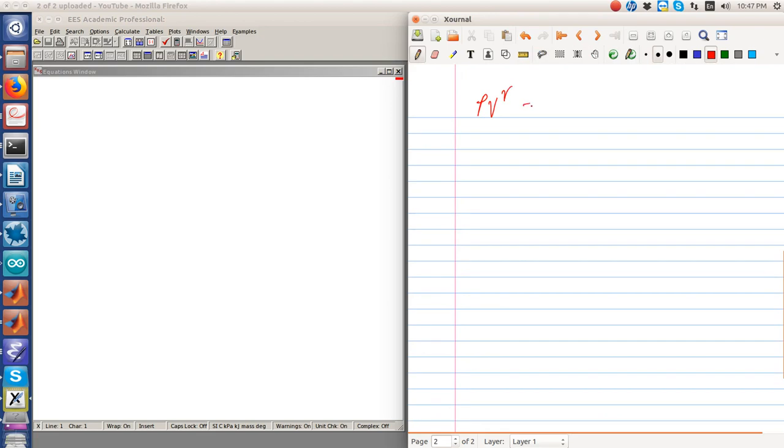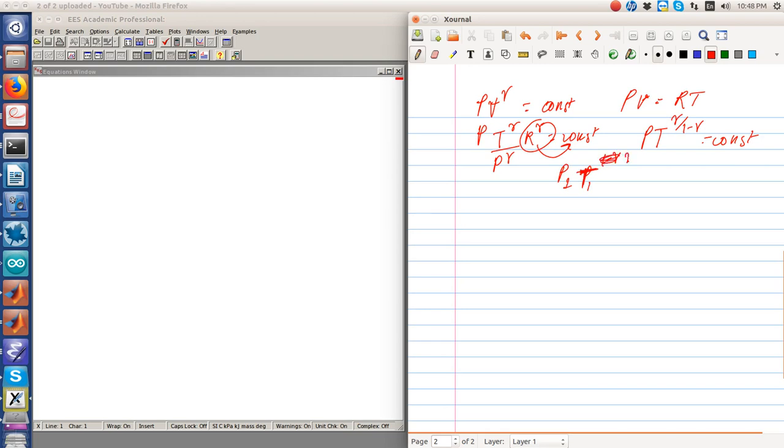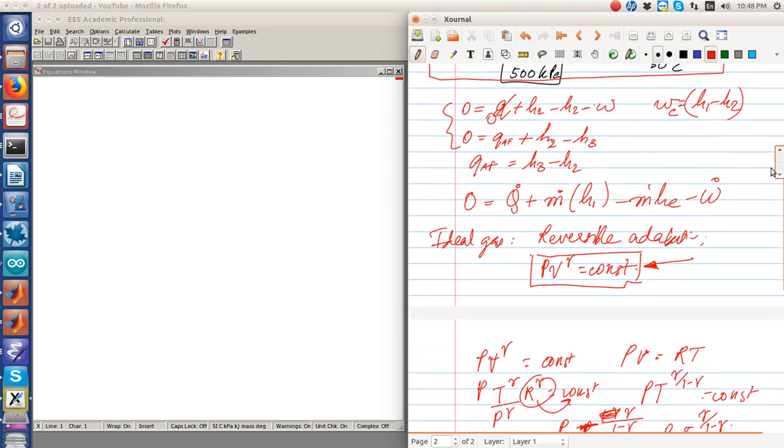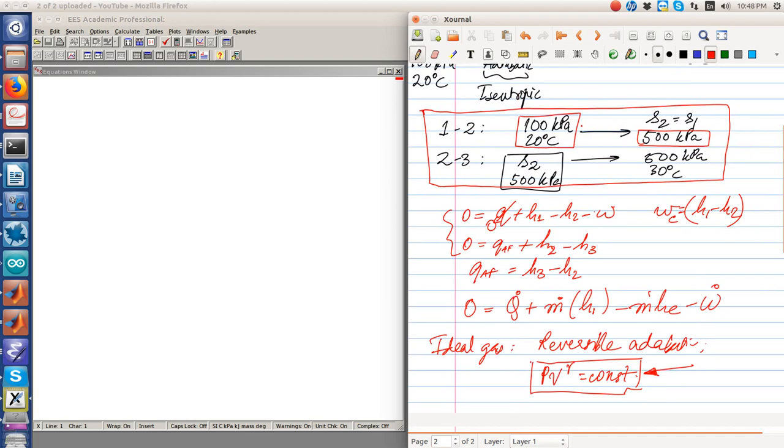So PV raised to gamma equal to constant, and we have PV equal to RT. So we must obtain the relationship in terms of P and T. So P (T raised to gamma by P raised to gamma R raised to gamma) equal to constant. This R raised to gamma we can absorb in this. So P T raised to gamma by 1 minus gamma is equal to constant. Therefore P1 T1 raised to gamma by 1 minus gamma equal to P2 T2 raised to gamma by 1 minus gamma, where gamma is equal to Cp by Cv.